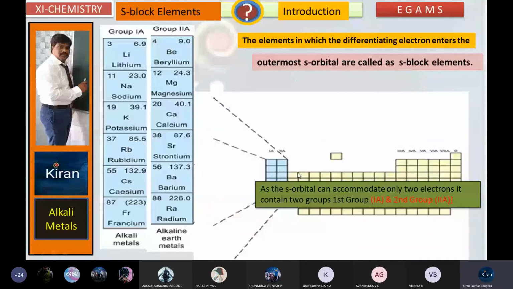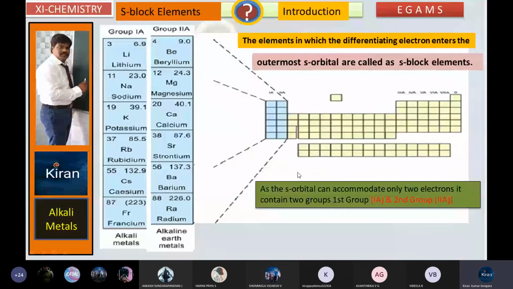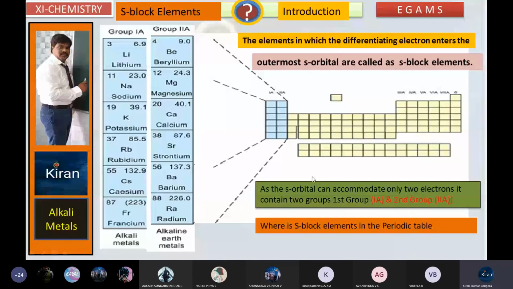When you observe the long form periodic table, the s block elements are on the extreme left hand side. This is 1A and this is 2A, first A group, second A group. So where are the s block elements in the periodic table? These s block elements are extremely left hand side, arranged into 2 groups, 1A and 2A. The 1A group elements' other name is alkali metals. The 2A group's other name is alkaline earth metals.